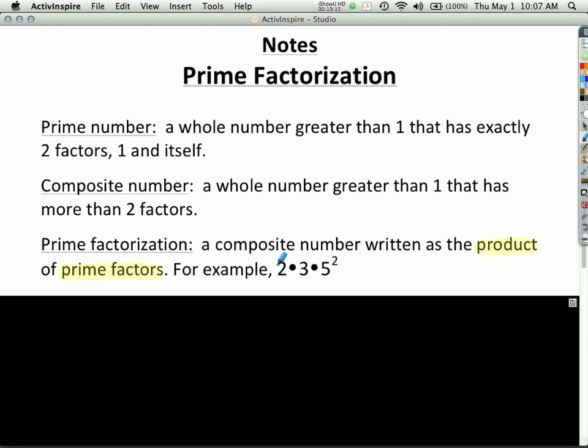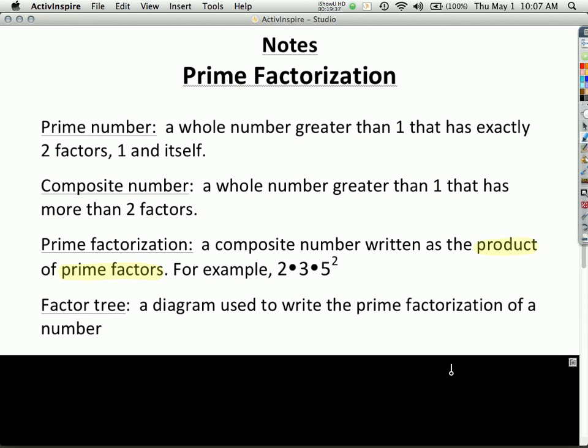Here's an example of what it will look like. 2 times 3 times 5 to the 2nd power. 2 is prime, 3 is prime, 5 is prime. If we multiply all these together, we will get a result. Okay? If you don't know what I'm talking about yet, don't worry about it. You will in a couple of minutes.